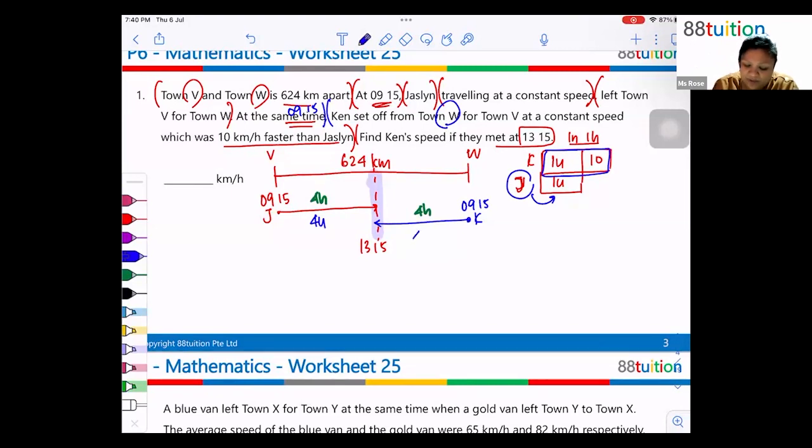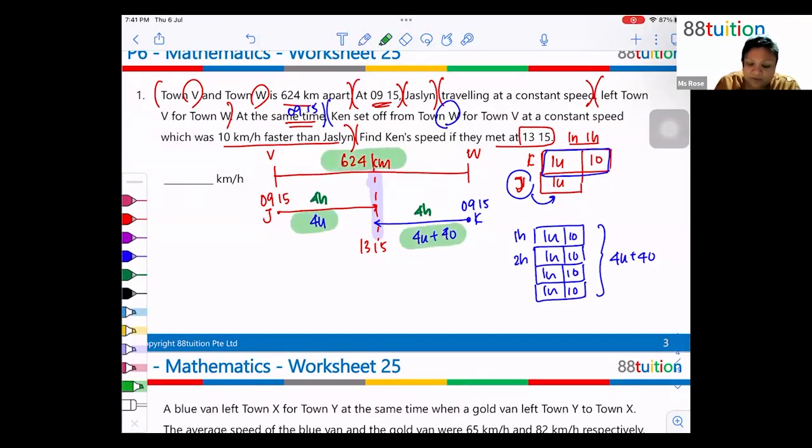So this would be 4 units plus 40. What I mean is, when we say Ken in 1 hour covers 1 unit plus 10, then 2 hours will be 1 unit plus another 10, then 3 hours and 4 hours. So this is how it looks. In 4 hours will be 4 units plus 40. Can you see this?